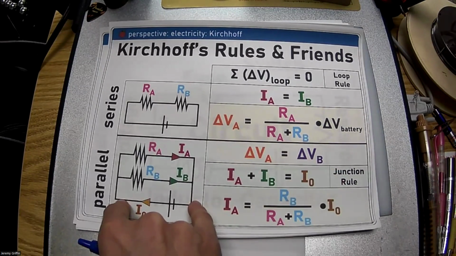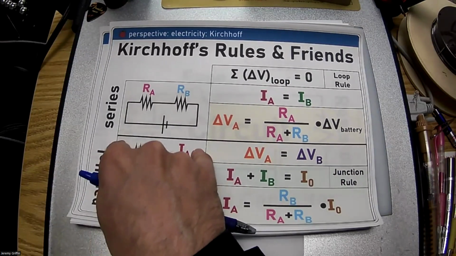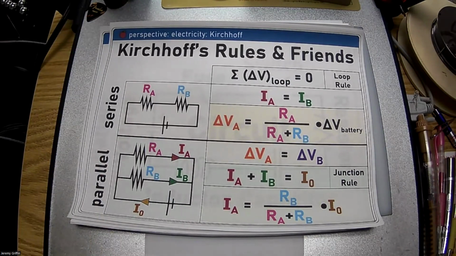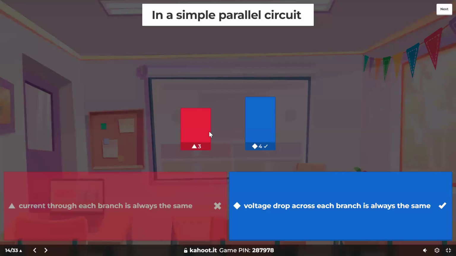If this is like a 9-volt battery, it's 9 volts over that one. It's also 9 volts over that one. Voltage is kind of like pressure. So they've got the same voltage drop in parallel, even if they're different resistances in ohms. All right, did you guys get there?